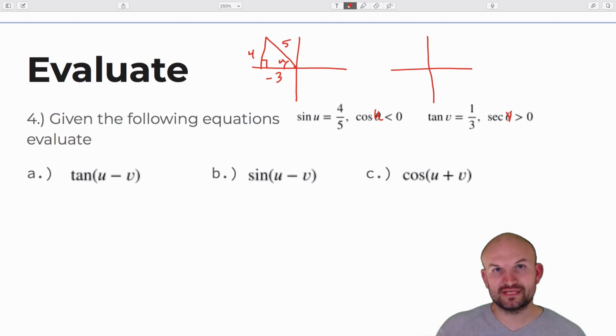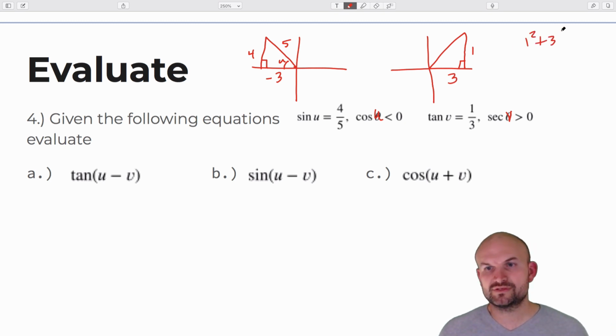And the important thing to understand with this one is that, remember, secant is 1 over cosine. So cosine is positive, therefore secant is positive. So that means it has to be to the right. Tangent is only positive in the first and the third quadrant. So in this case, we're going to have a triangle that's going to look something like this. So that's going to be 1, 3, and then you can use the Pythagorean theorem.